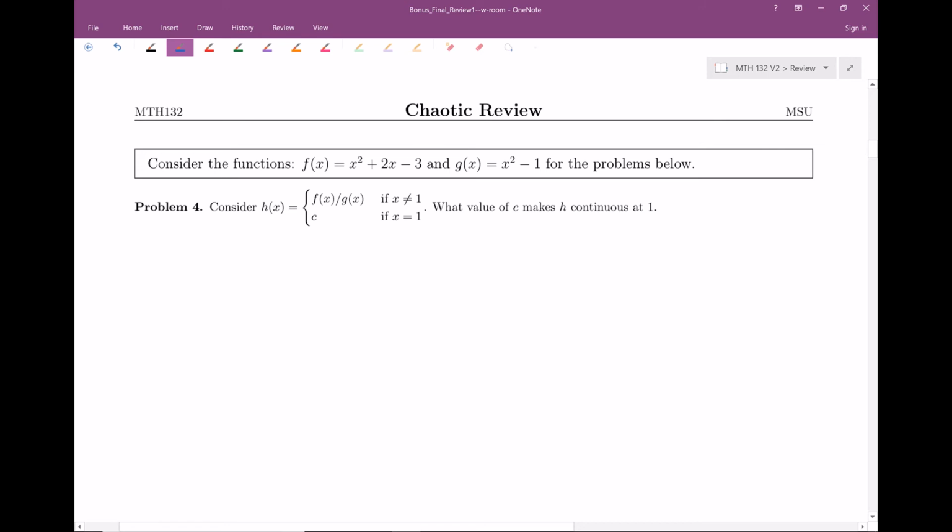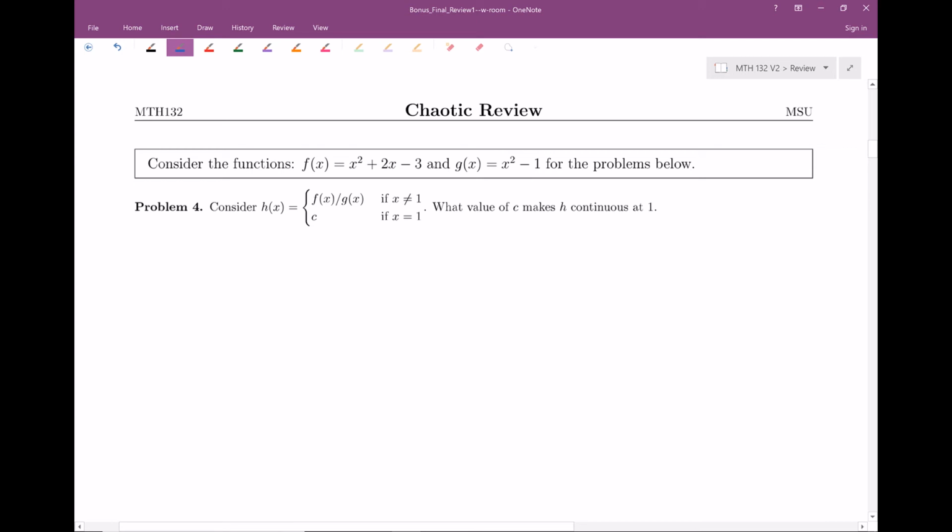So this is a nice piecewise defined function. If x is not equal to 1, it's going to behave like this rational function, f divided by g. If x is equal to 1, it's going to behave just like the constant C. And we want it to be continuous.